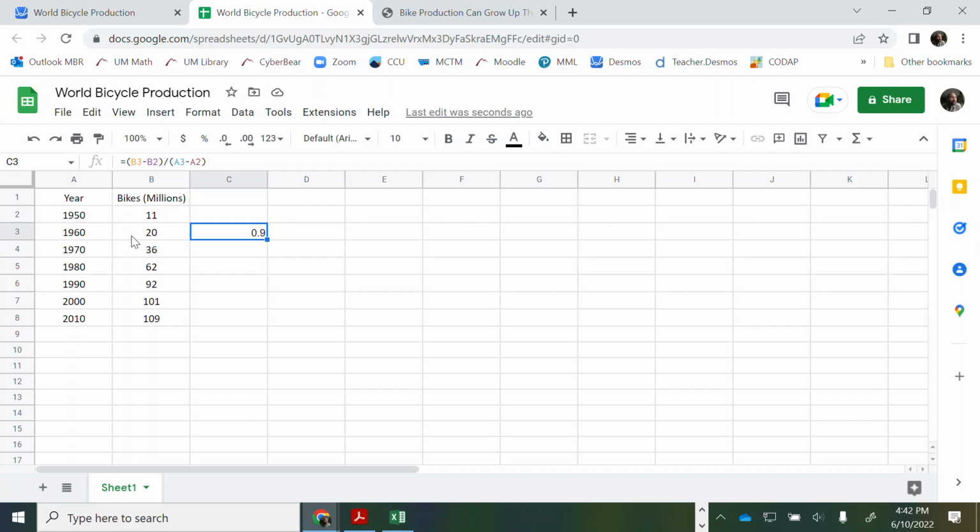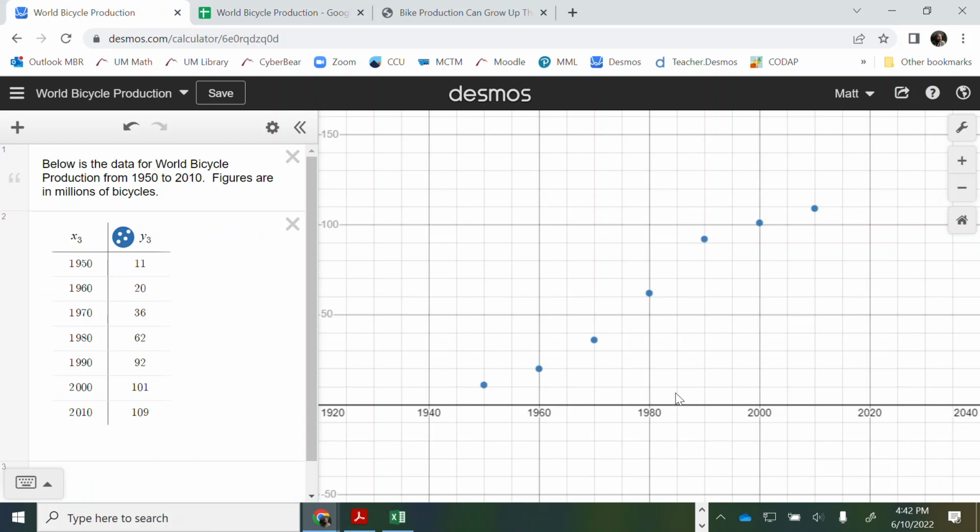It's increasing, which kind of makes sense, right? Because we increase by 9 million across a 10-year interval. So 9 million divided by 10 is almost a million bikes per year. So 9/10 of a million bikes per year is the rate at which the graph is increasing across that first interval. So in other words, if I go back here, this rate of change is 0.9.